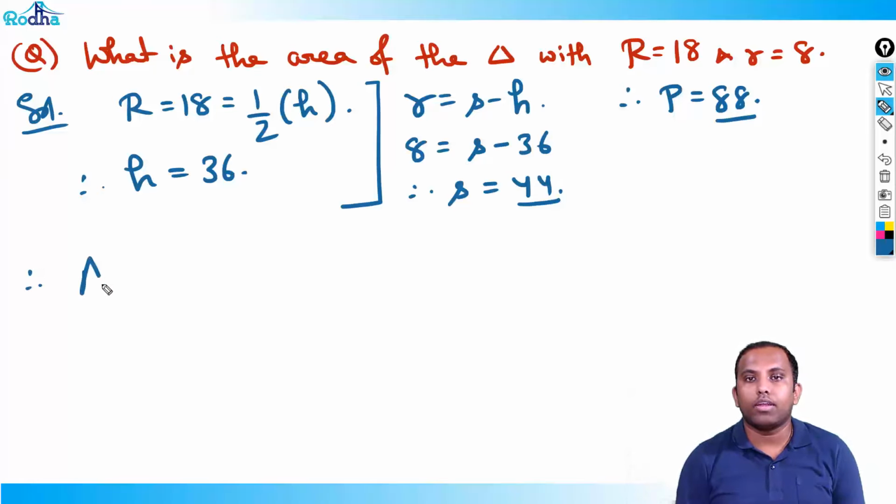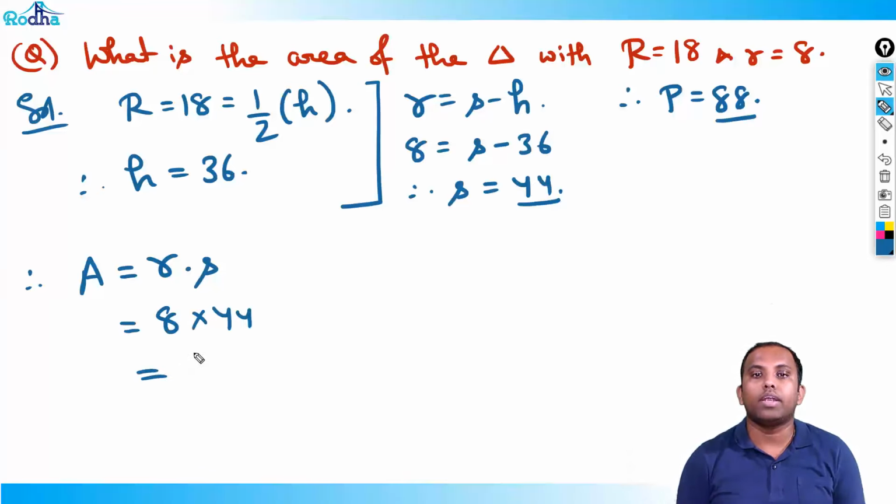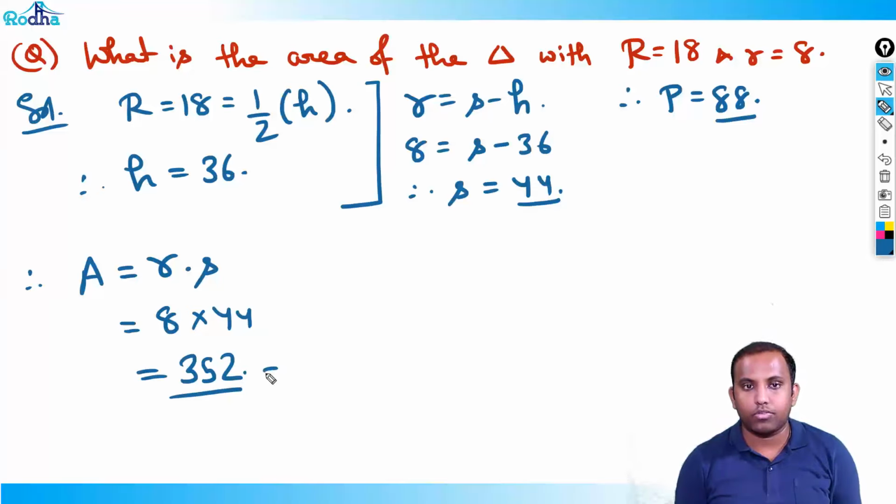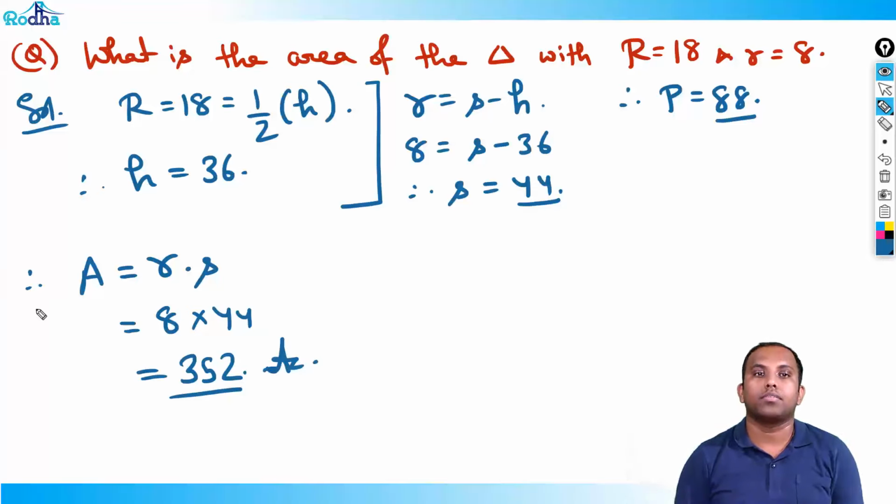Area of any triangle is given as r into s. So r is 8 and s is 44. What is the answer? 40 into 8 is 320, 4 into 8 is 32, so 320 plus 32 is 352. So the answer for this question is 352.